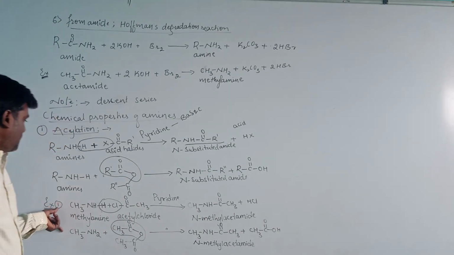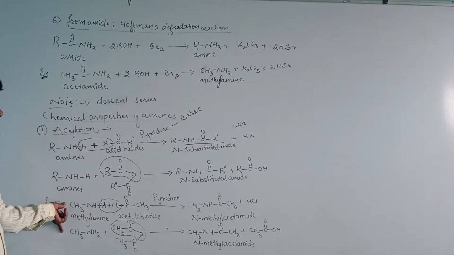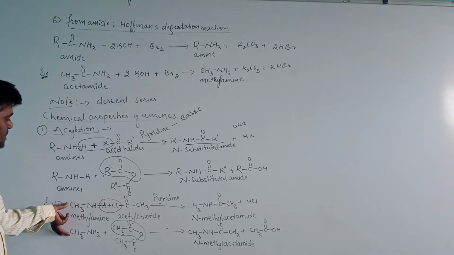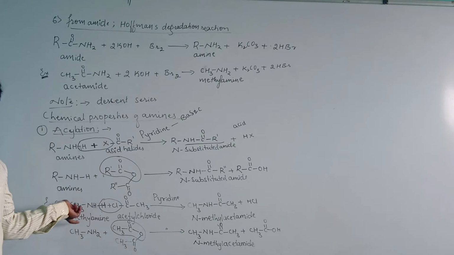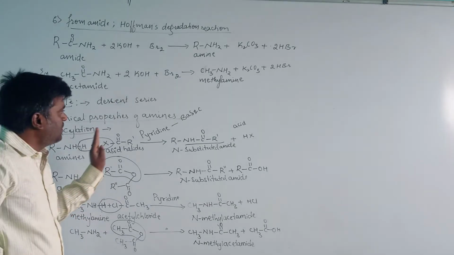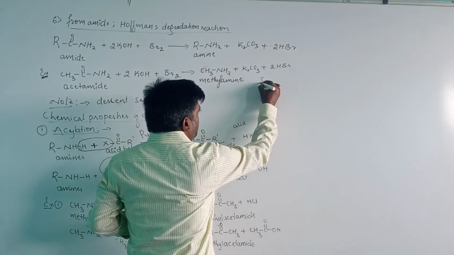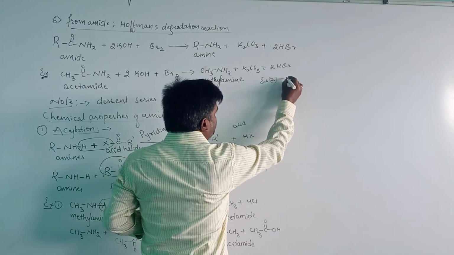This is an example. That is, we have taken the general reaction for the aliphatic. Let us leave the aliphatic and take an aromatic example here. Aromatic amines. Example number 2.